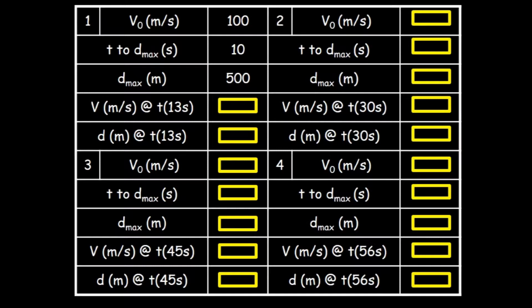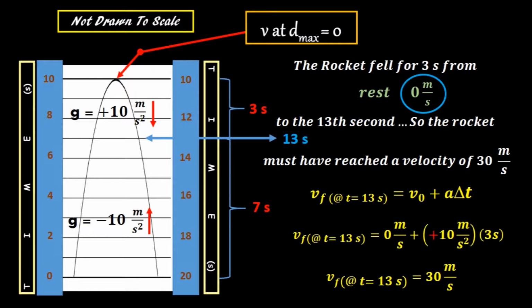Now the next one is, what is the velocity at 13 seconds? So now understand this. How many seconds does it take to get to the top? 10 seconds, right? So at the top, it's going to be going 0 meters per second. So at 13 seconds, it's falling for how many seconds? 3 seconds, correct? Now let's look at the top. It's coming down for 3 seconds. So at the 13th second, it goes from rest. So the final velocity at t equals 13 seconds would be V naught plus A delta T, and you'd get 30 meters per second.